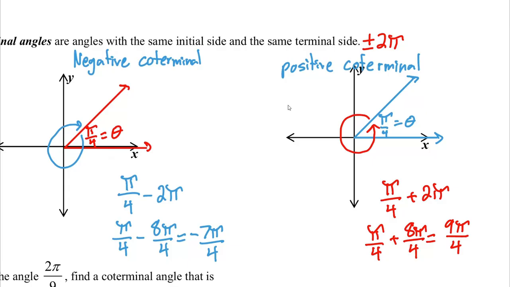Yes, I'm getting a common denominator there. So I'm just multiplying the 2 by 4. Because also if you think about it, 8 pi over 4, if I did simplify that, that is 2 pi. So when we're talking coterminal angles, we add or subtract 2 pi, essentially. And it just means that we're making another loop around the graph. Does that make sense?